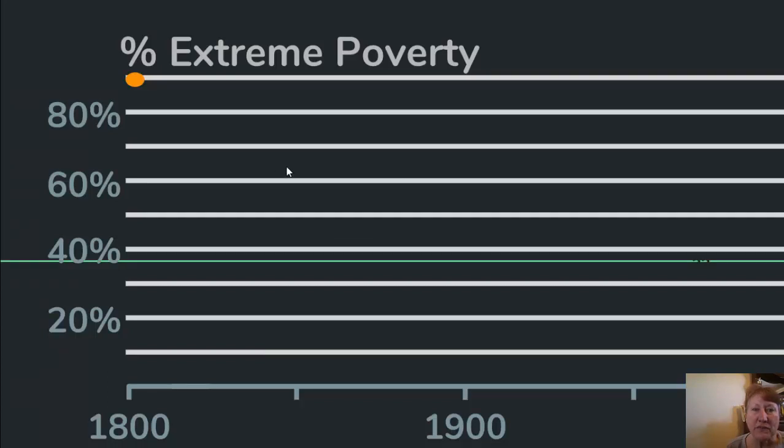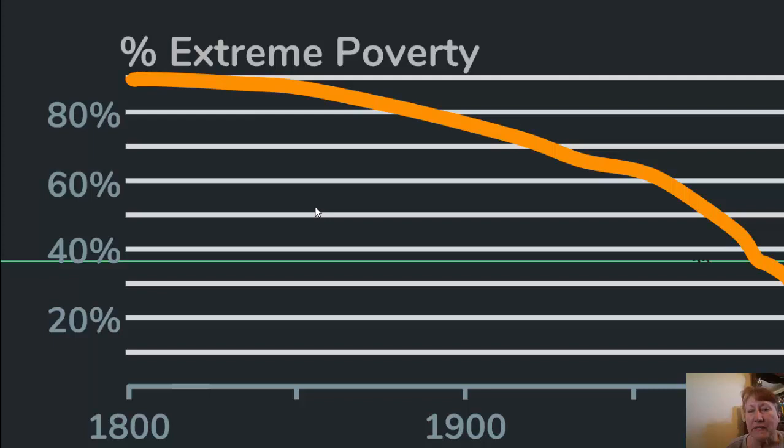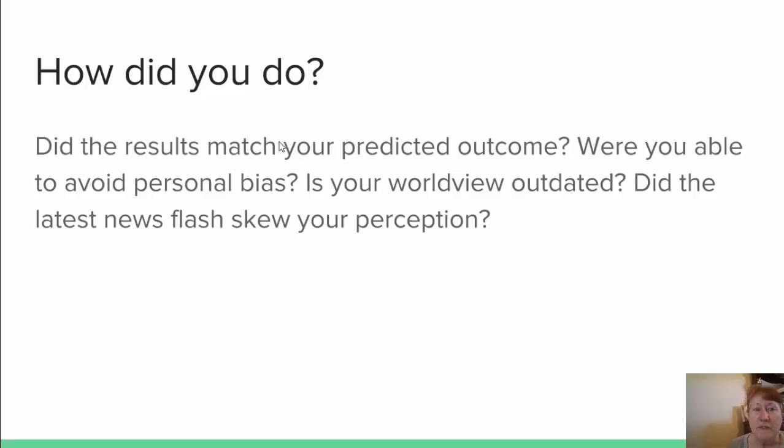Here's another interactive for the audience. The question would be, which direction do you think this line is going to go based on what you know or your sense of the world? And this is the percent of people in extreme poverty. And when you actually look at the data, we have improved percentage-wise. So how did you do?